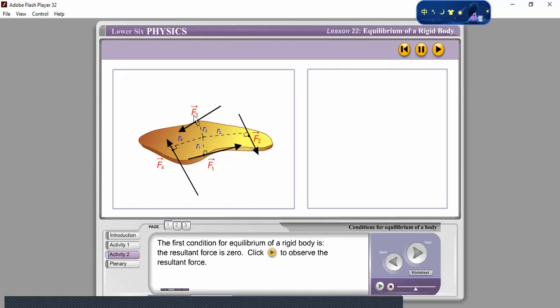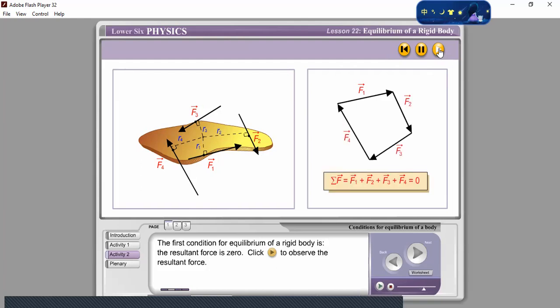The magnitudes of the forces can be various, can be the same, but normally different. The directions are various, and the R can also be different as well. How do we solve it? From the diagram, summation of F equals F1 plus F2 plus F3 plus F4 equals 0.